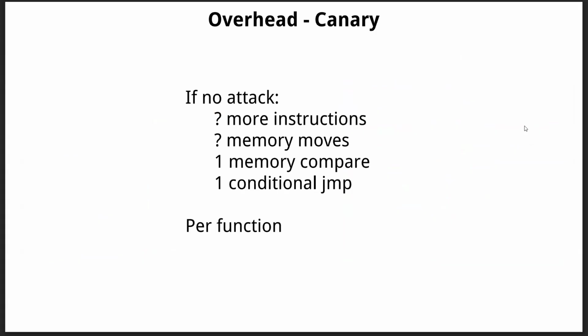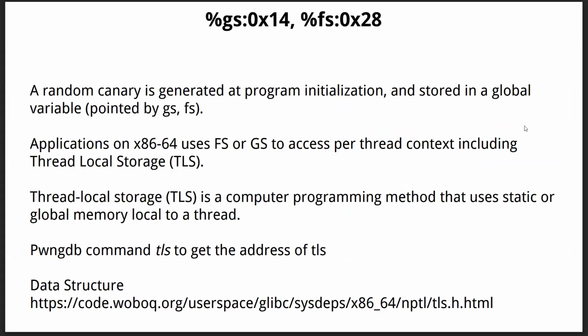The overhead, you can say probably 7 or 8 more instructions. Some memory moves there, one conditional jump, some compare. So it's not too bad. The GS and FS, especially for those two offsets, are for something called thread local storage, TLS. Each thread will have a storage, and that Canary is actually stored there. And the Canary is generated when that program is launched and stored there.